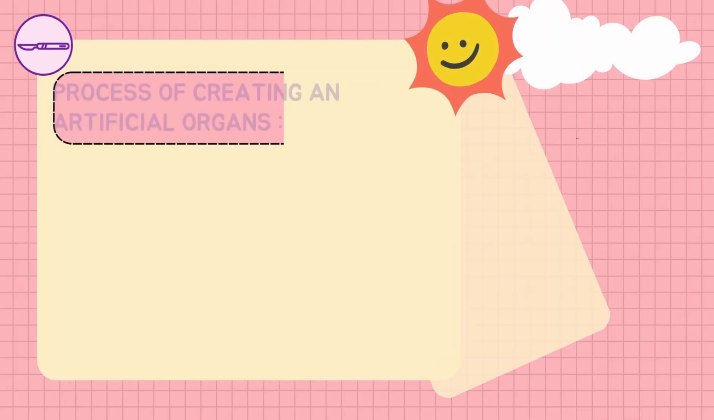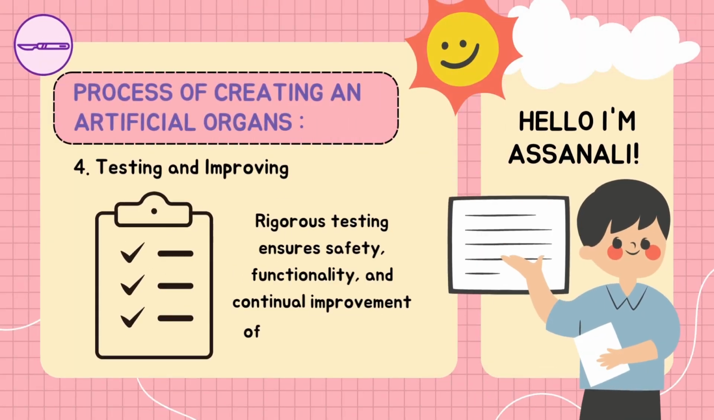Testing and improving the organs are essential parts of the process. Artificial organs go through rigorous tests to make sure they are safe, work well, and can be used in the body. This process involves making constant improvements to enhance their performance and help patients.